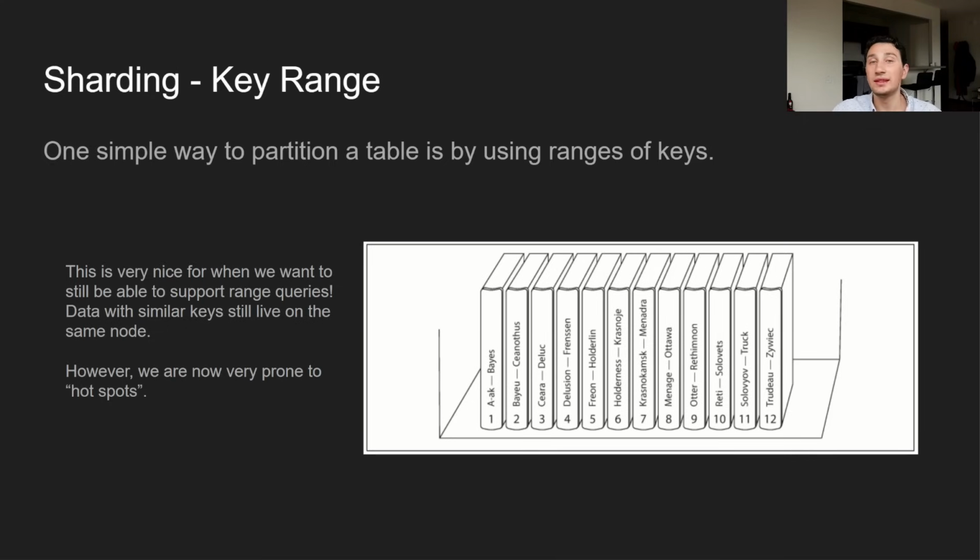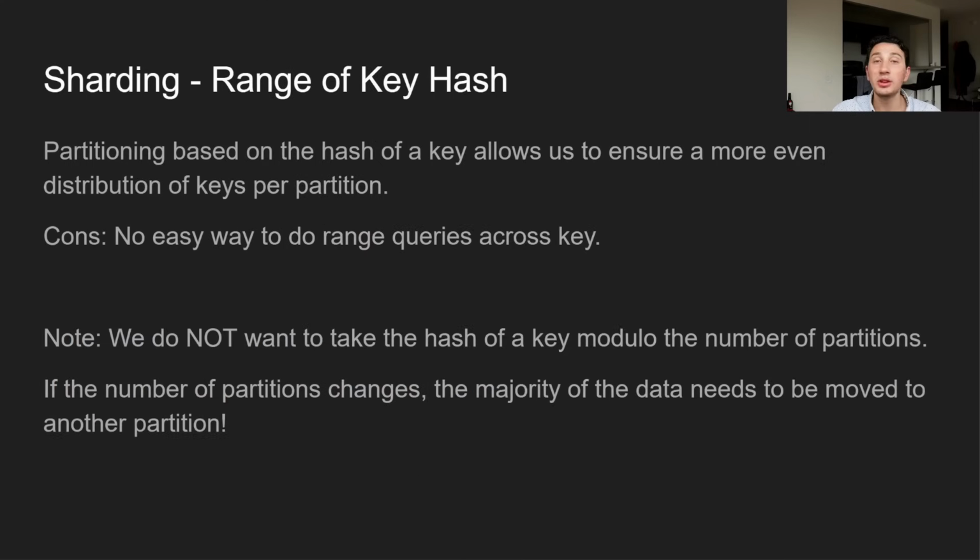That being said, it also means that we're more prone to hotspots. Especially for names, for example, there are a lot more names that start with A or maybe J than there are that start with Z. So ultimately, you have to be very careful here. What else could we do?